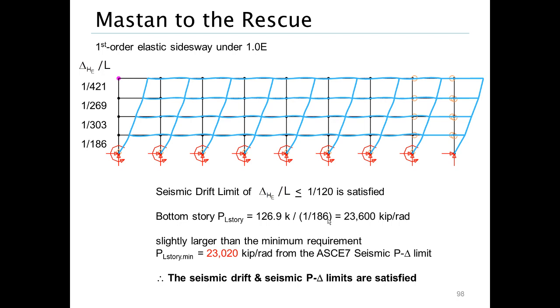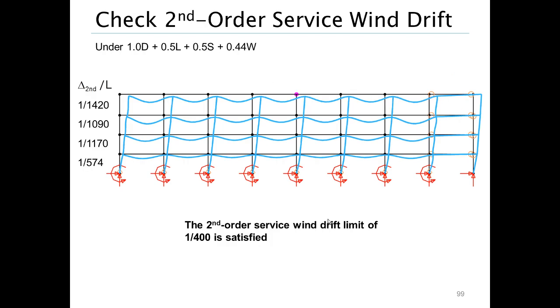We are now over the limit, with 23,600 being our PL story. We're going to satisfy our seismic P-delta limits, since that's bigger than 23,020. We check our wind drift for good measure. We already should suspect that wind drift was not the critical story lateral stiffness requirement, but just to check, we end up under our second order service wind drift condition: 1 over 574 for the second order delta over L, which is smaller than 1 over 400.